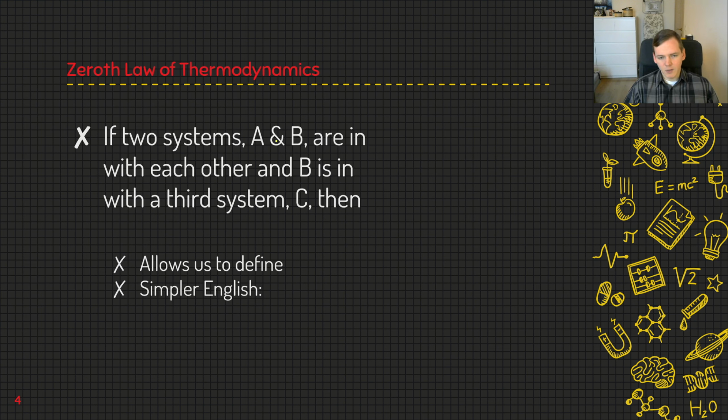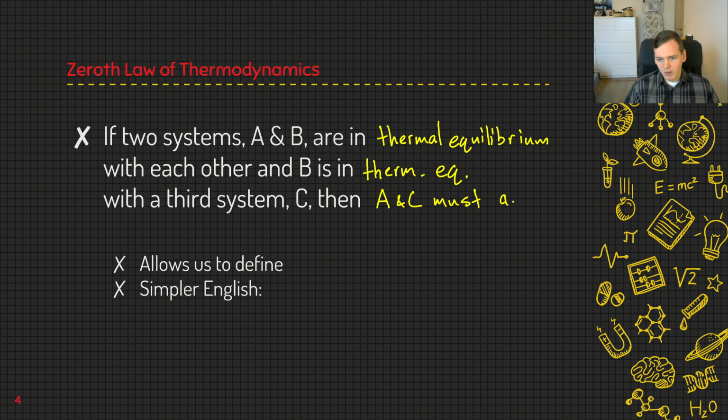but we want to give the full formal definition here first. If two systems, so I've got an object, if you want to think about objects instead of systems, that might be easier to start. Two objects or two systems, A and B, are in thermal equilibrium with each other, and B is in thermal equilibrium with a third system, C, then A and C must also be in thermal equilibrium.